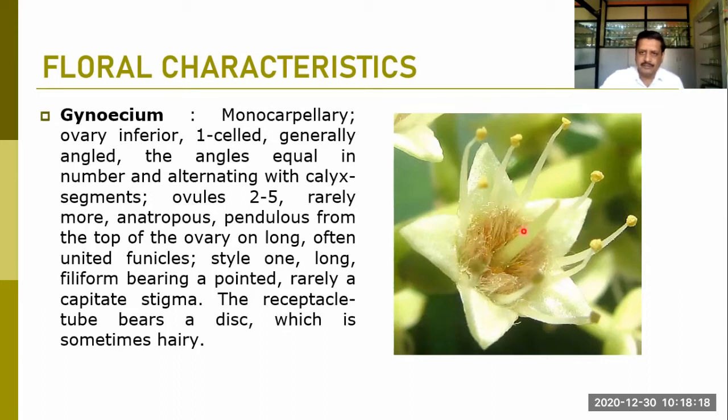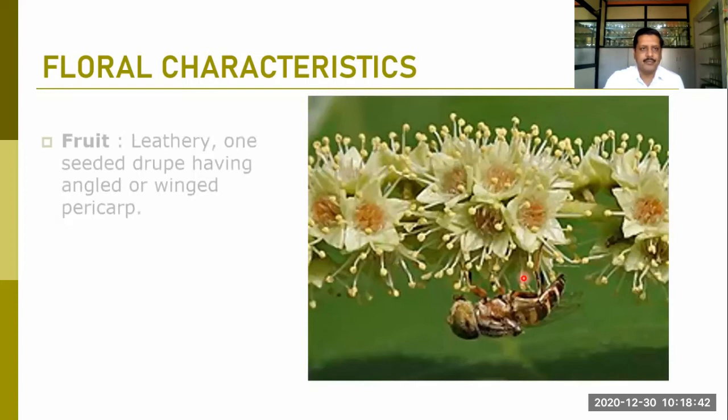Here this is the gynoecium, that is the style, and the stigma is simple, not capitate, but in most of the members we can see that this type of capitate stigma is also present, but the receptacular disc of the ovary, in most of the cases we find, is a hairy structure. So this is about the gynoecium in the family Combretaceae.